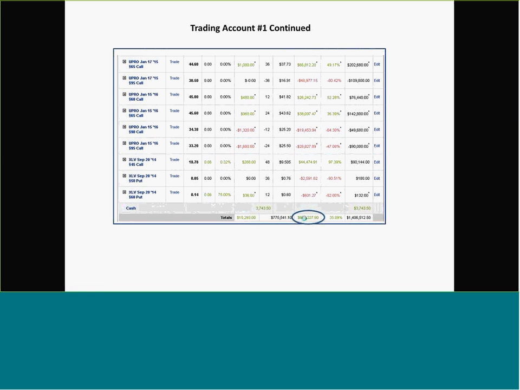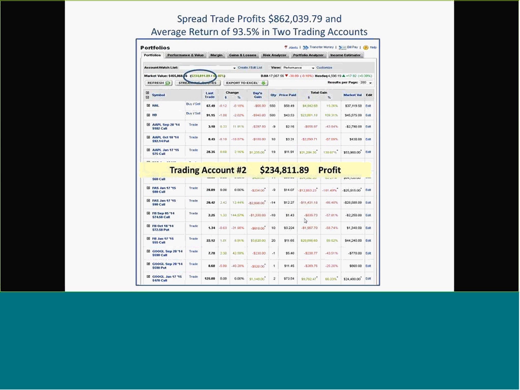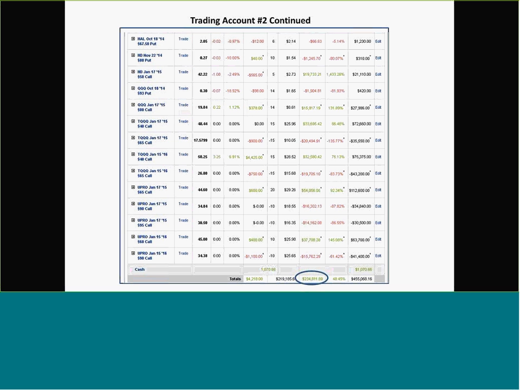Here's account number two, and this one has $234,000 in open trade profit. So average return in these two accounts is 93%, and even if the underlying stocks go down in this case, I'm still going to make profits.